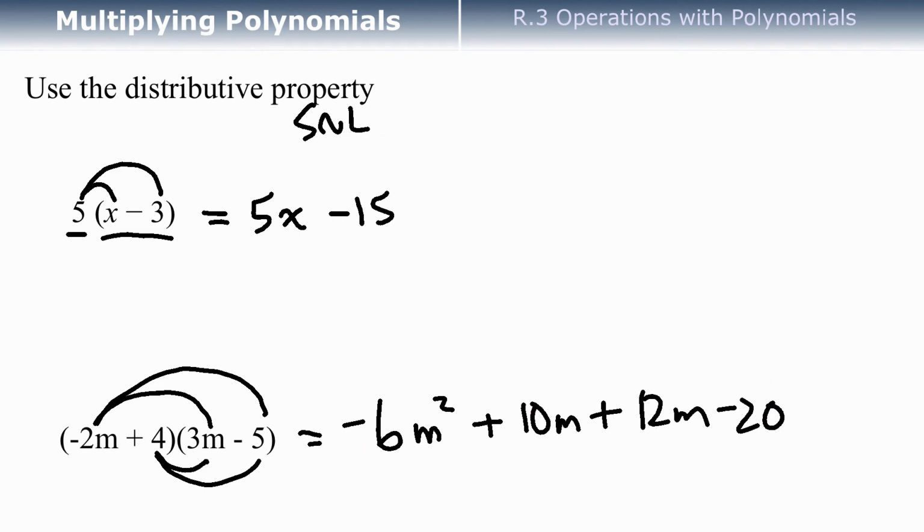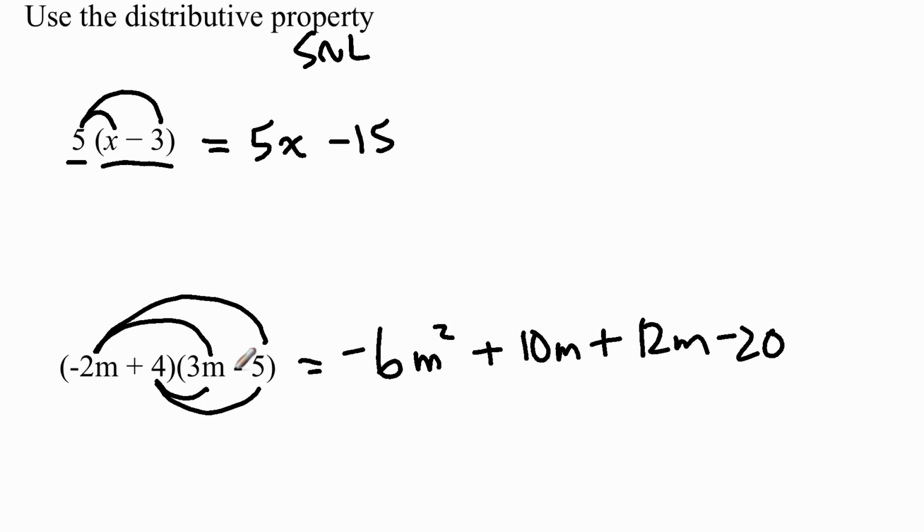When I've got this one here, when I'm multiplying a binomial times a binomial, often these two middle terms are like terms, so I need to collect those just as a final step. So my answer for this would be negative 6m squared plus 22m minus 20.